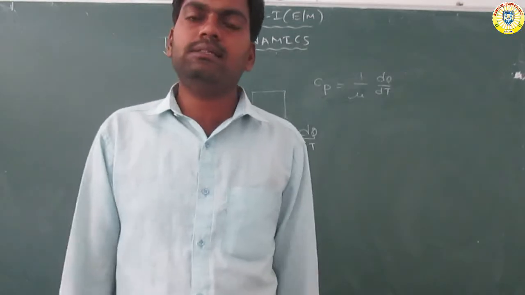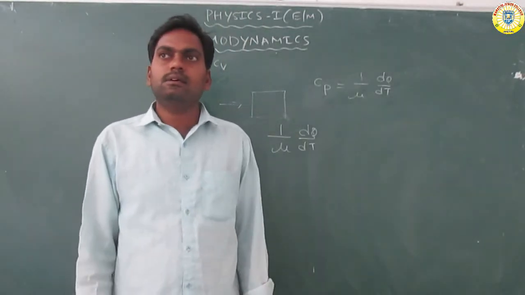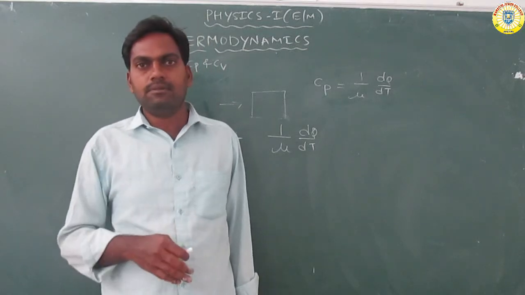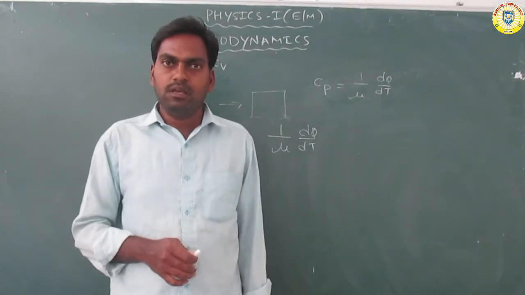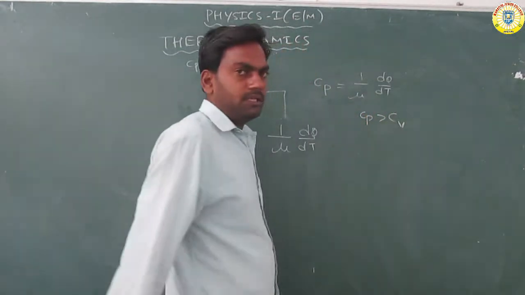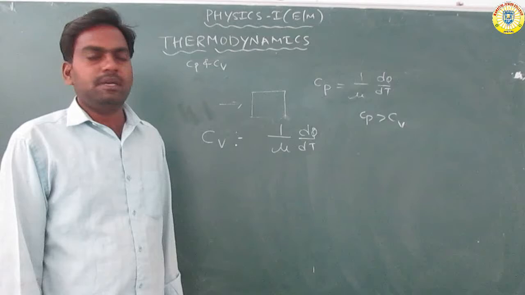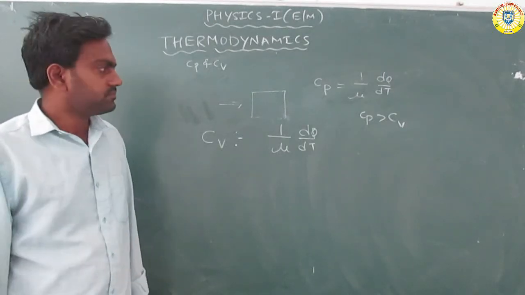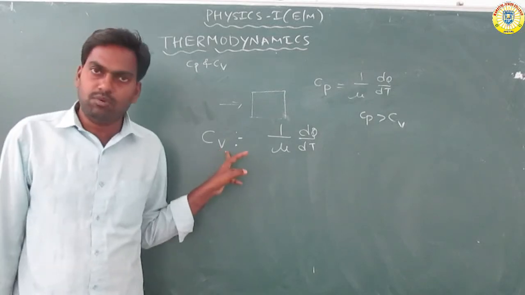Now let's discuss which is greater, Cp or Cv. Generally, Cp is greater than Cv. Now let's prove that. Cp is the molar specific heat capacity at constant pressure, and here Cv is taken at constant volume.